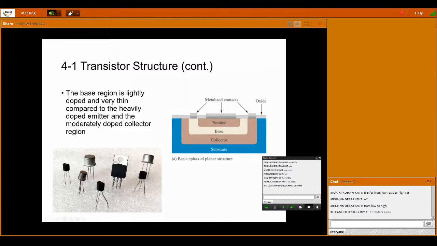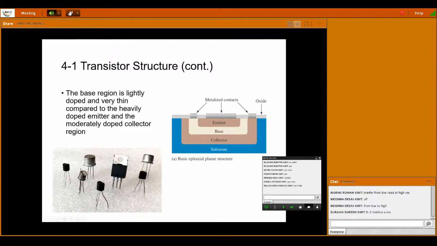Next, coming to the next picture. Here we have a picture of practical BJTs. All are three-terminal devices. One has a cylindrical structure, and one is D-shaped. BC107 is one example of a bipolar transistor.